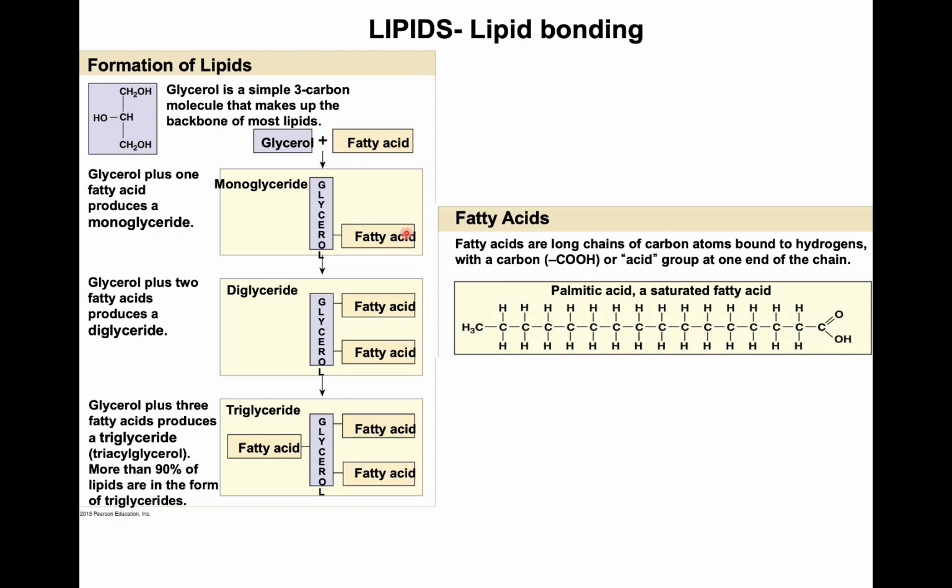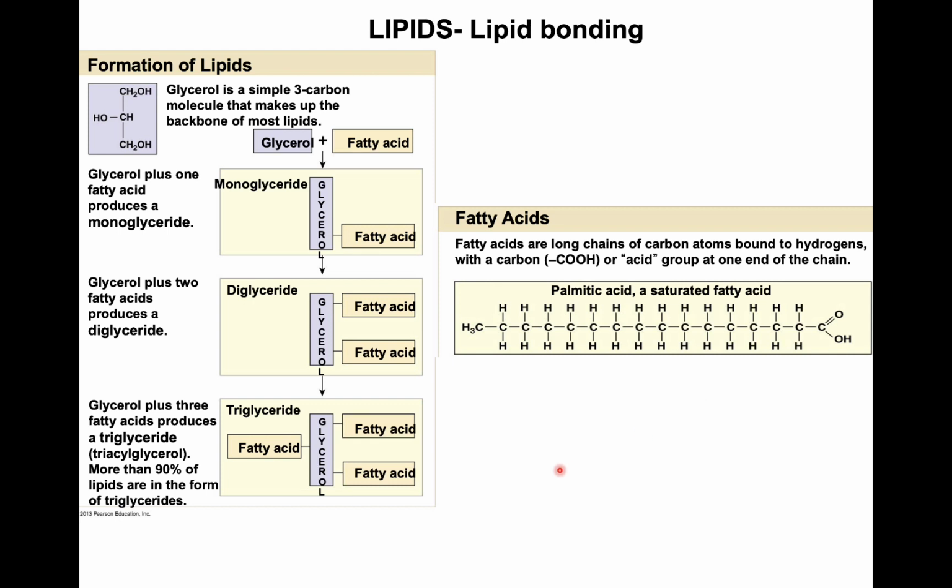If you have one fatty acid tail, it's a monoglyceride. Two fatty acid tails, a diglyceride. And three fatty acid tails attached to the glycerol is a triglyceride. These fatty acids are hydrophobic.